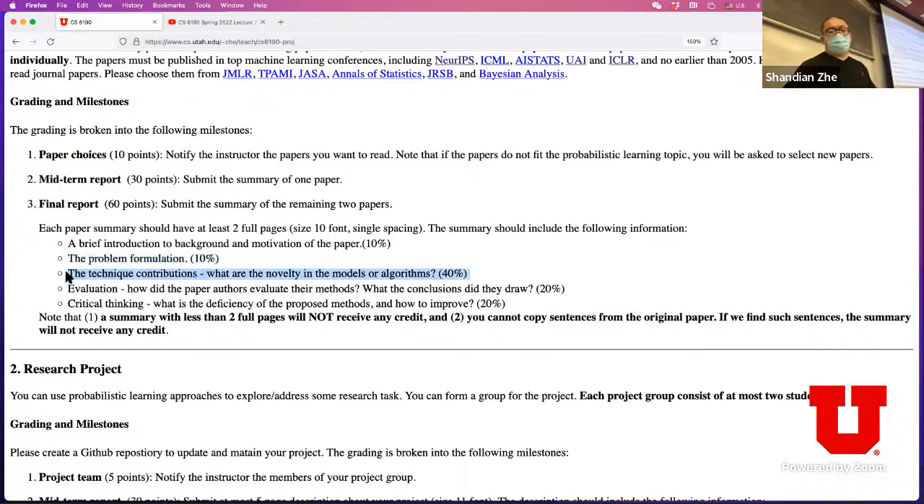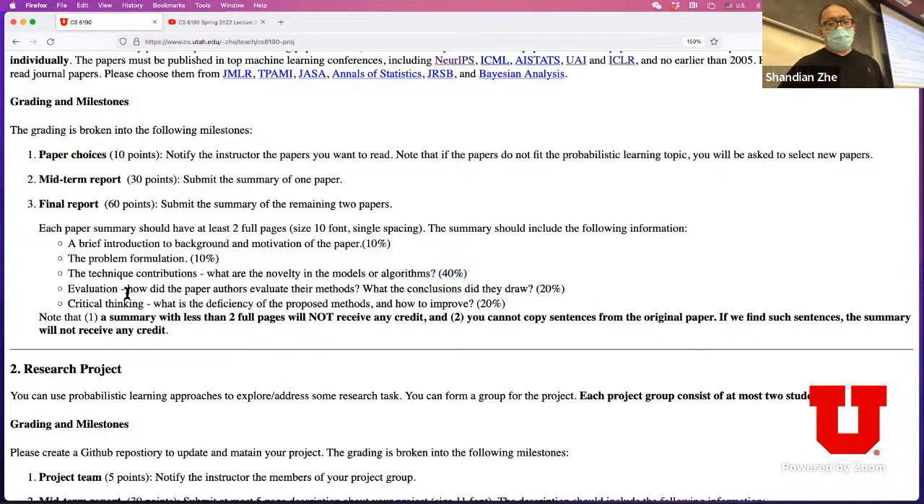Then tell us the technical contributions of this paper. For example, what's the novelty of the model? They propose a new, novel model. They develop a faster algorithm, and so on. You can see that this part actually takes the biggest portion. Again, you need to make sure you understand everything. Otherwise, how do you write that?